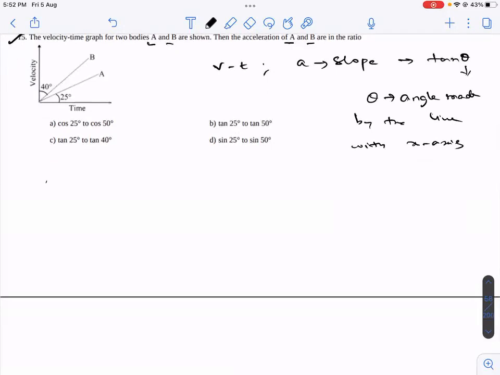So what is acceleration of particle A? That is tan of the angle made by the line A with x-axis. It is 25 degrees, divided by acceleration of B, which is how much? What is the angle made by B with the x-axis? Concentrate and find it out.